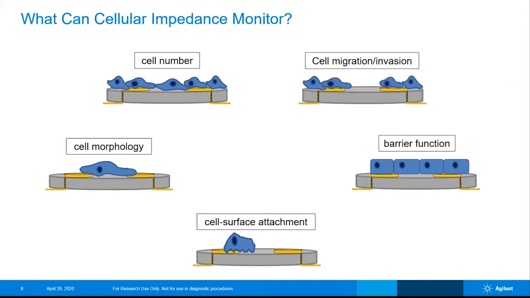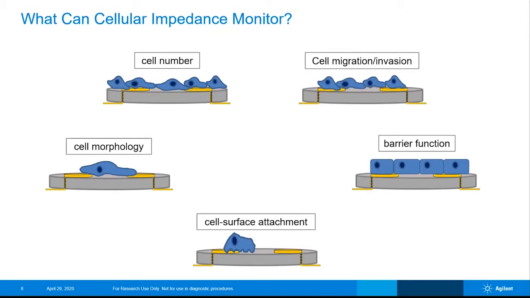And finally, something that we can also measure are cell invasion and migration. This won't be relevant to virology assays, but we can do scratch wound healing assays in the bottom of these plates where you generate an artificial wound and you watch cells move in to close that.